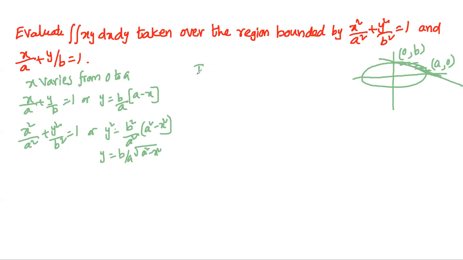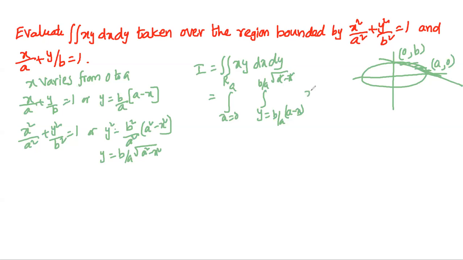Now, I is equal to the double integral over r of xy dx dy. Clear? Now, integral x is equal to 0 to a, integral y is equal to, what is the lower limit we can apply? b by a of (a minus x). What is the upper limit? b by a of square root of a square minus x square. Into xy into dy dx. Not dx dy over here. Yes, dx dy, let it be.